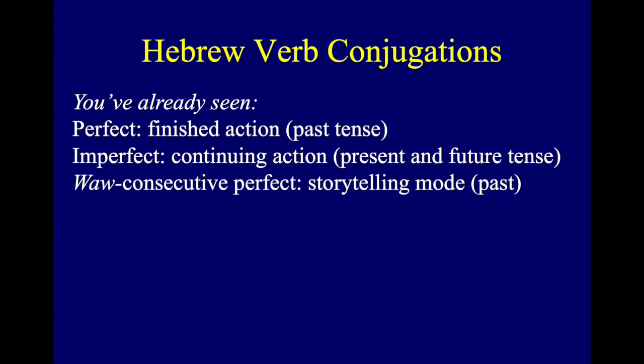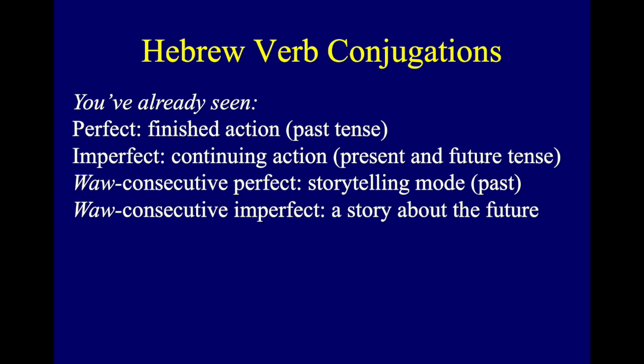You've already seen the vav consecutive imperfect. This is that storytelling mode, vayyiqtol, that vayyi kind of thing at the beginning of verbs, and it's just the continuing, ongoing storytelling mode of Hebrew narrative. And that generally is translated into the simple past in English.